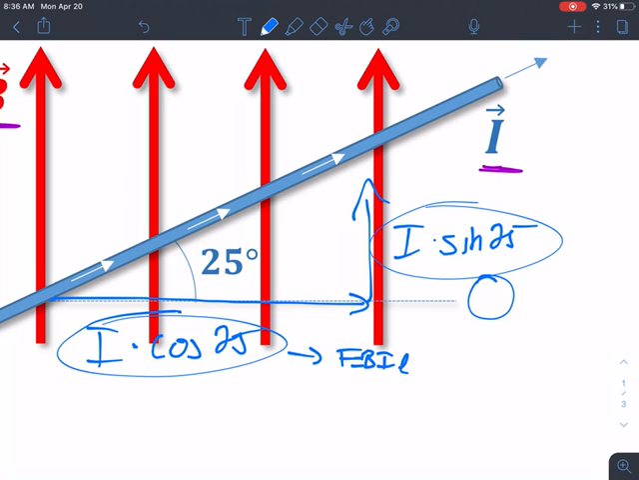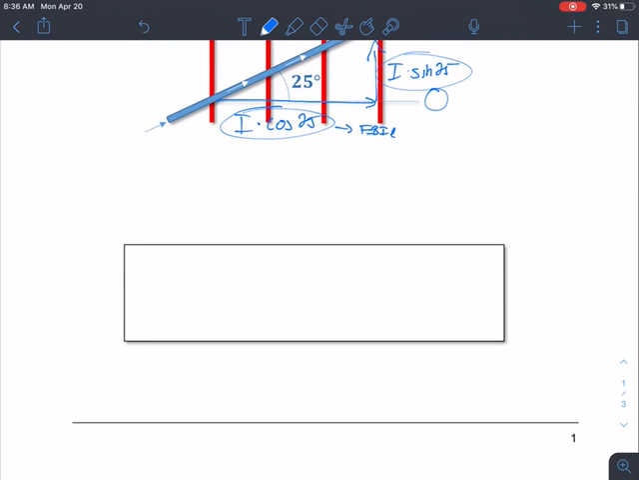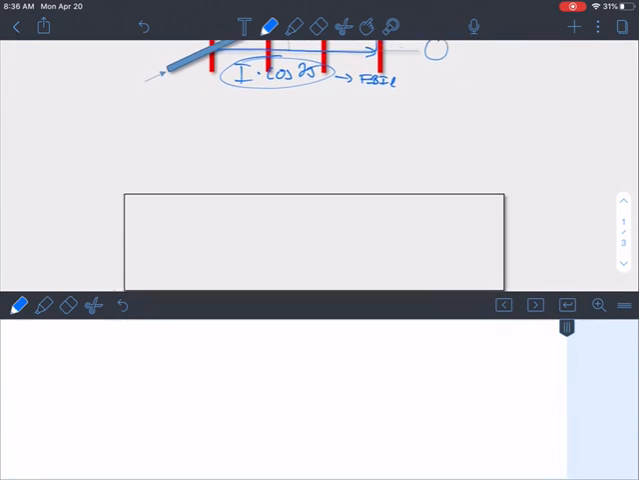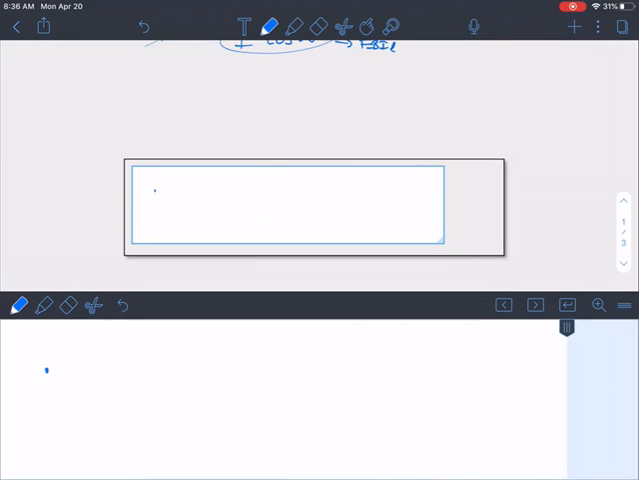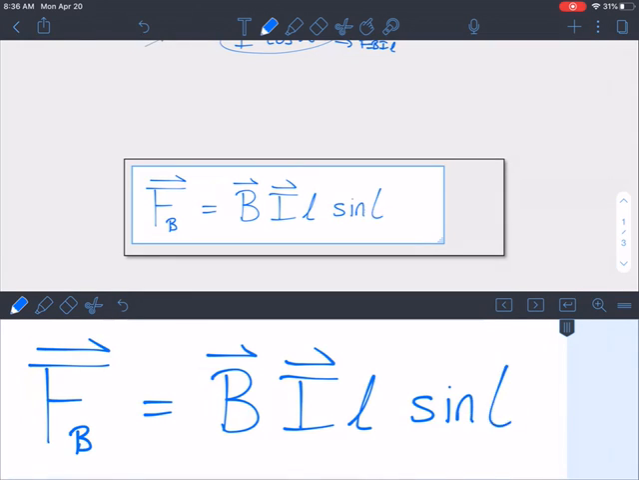And so we need a simpler way to do this. What we're going to do is we've got this formula, and this is the formula we're going to use. The formula is F_B equals B I L. Looks good so far. We've done this before. And then we're going to do sine theta.